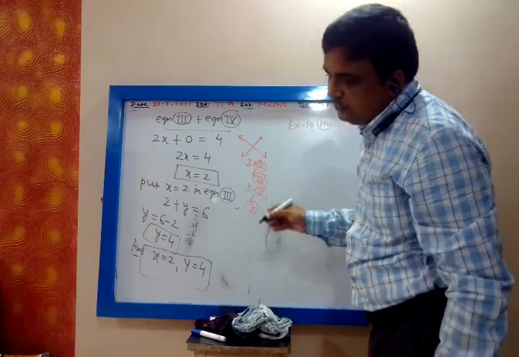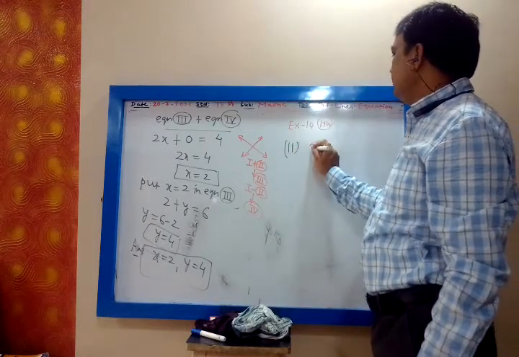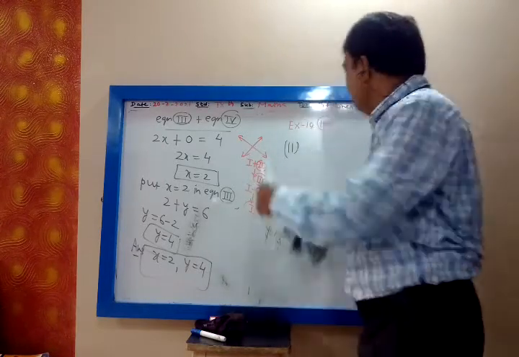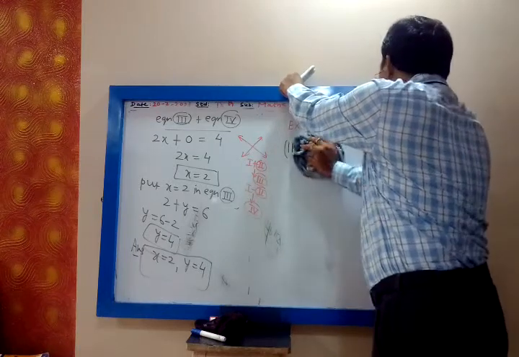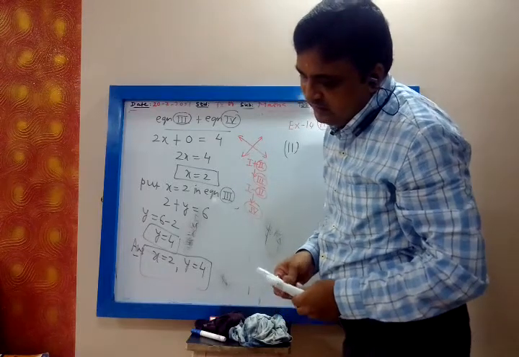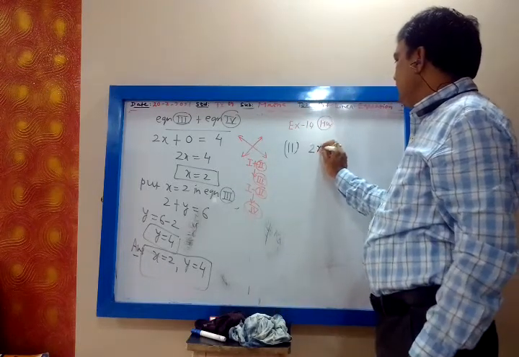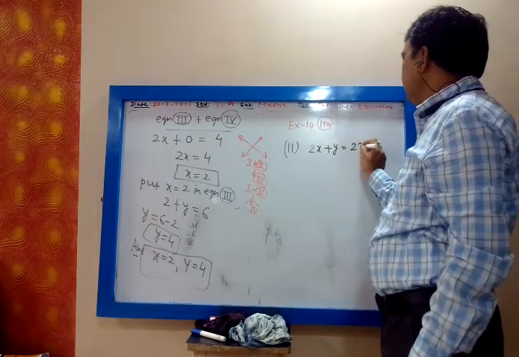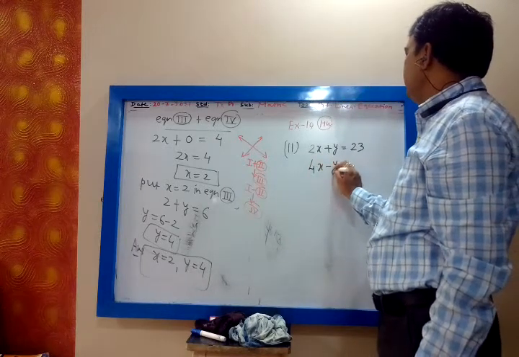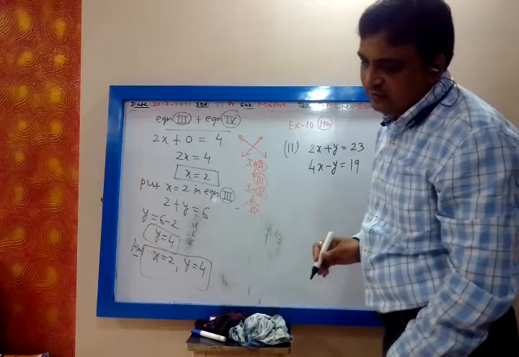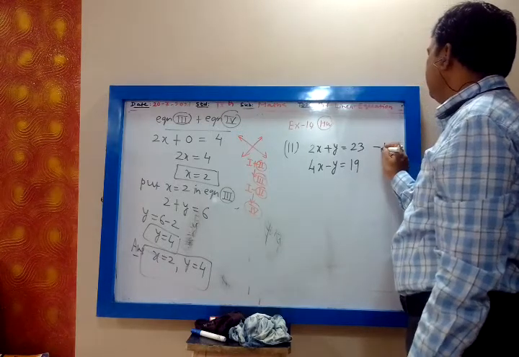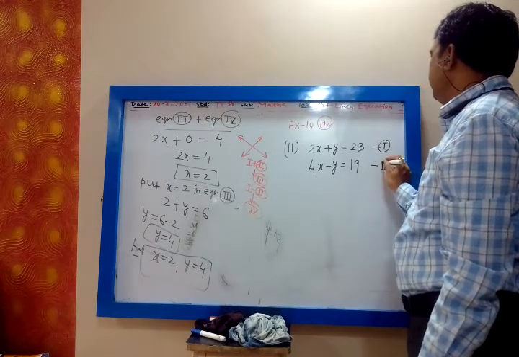If 2x plus y is equal to 23, and 4x minus y is equal to 19, find the value of x minus 3y and 5y minus 2x. Okay, so this is my equation 1, and this is my equation 2.